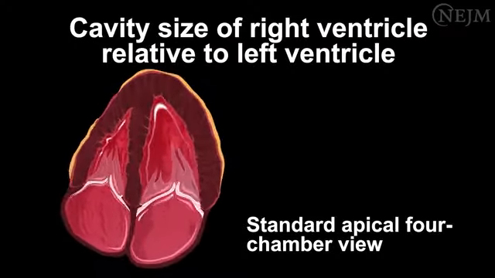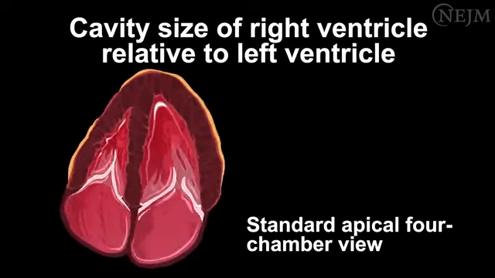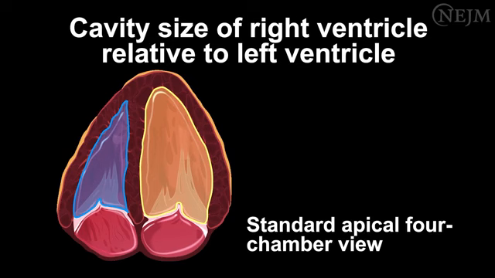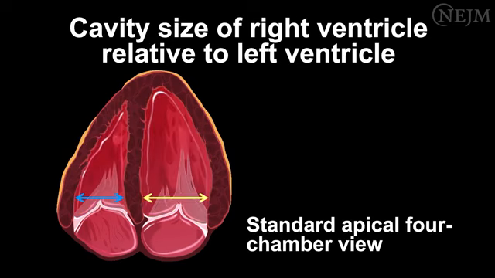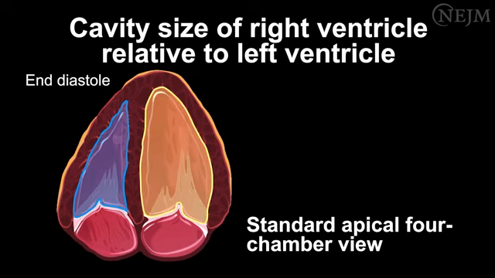Cavity size of the right ventricle relative to that of the left ventricle is evaluated in the standard apical 4-chamber view. In each ventricle, the space enclosed by the endocardial border represents the area of the cavity. The diameter at the base of the cavity, measured immediately above the horizontal plane of the tricuspid annulus, can be used as a surrogate measurement in cases where complete visualization of the right ventricular cavity is not possible, and when the left ventricular cavity is enlarged or unusually small. Measure each ventricular cavity at end diastole, when the cavity reaches its maximum size.